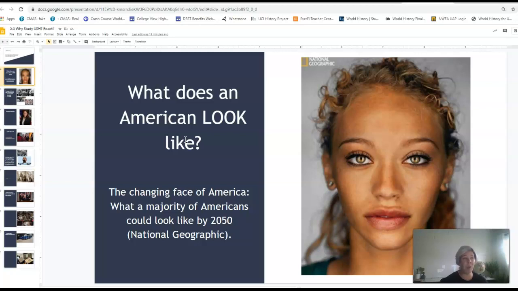This is asking the question, what does America look like? From National Geographic, this is suggesting the changing face of America, what the majority of Americans will look like in 30 years, so by the year 2050. We know we're getting more and more of a mixed race culture. What will that mean for people? How will Americans look in 30 years?